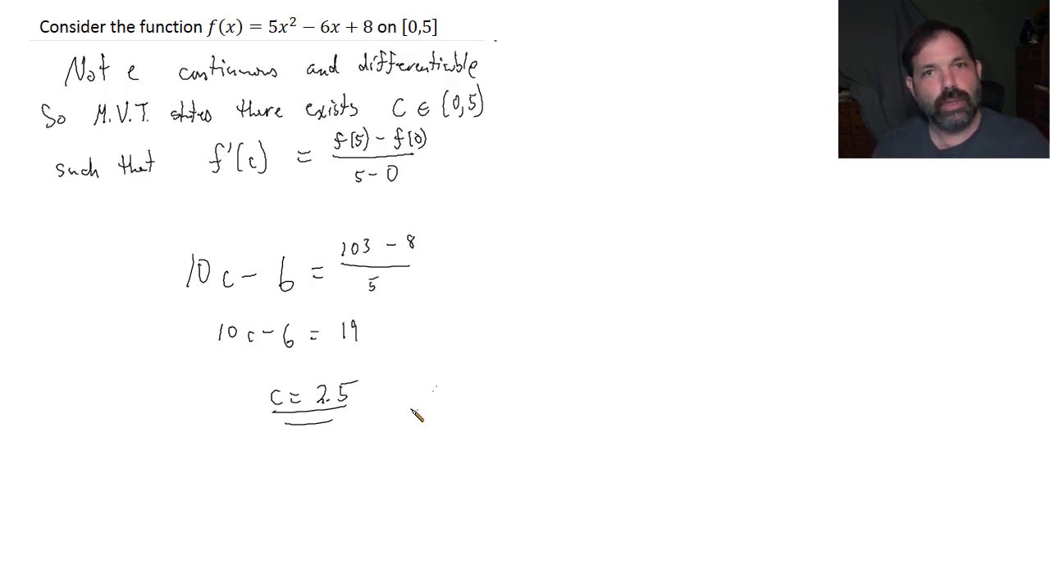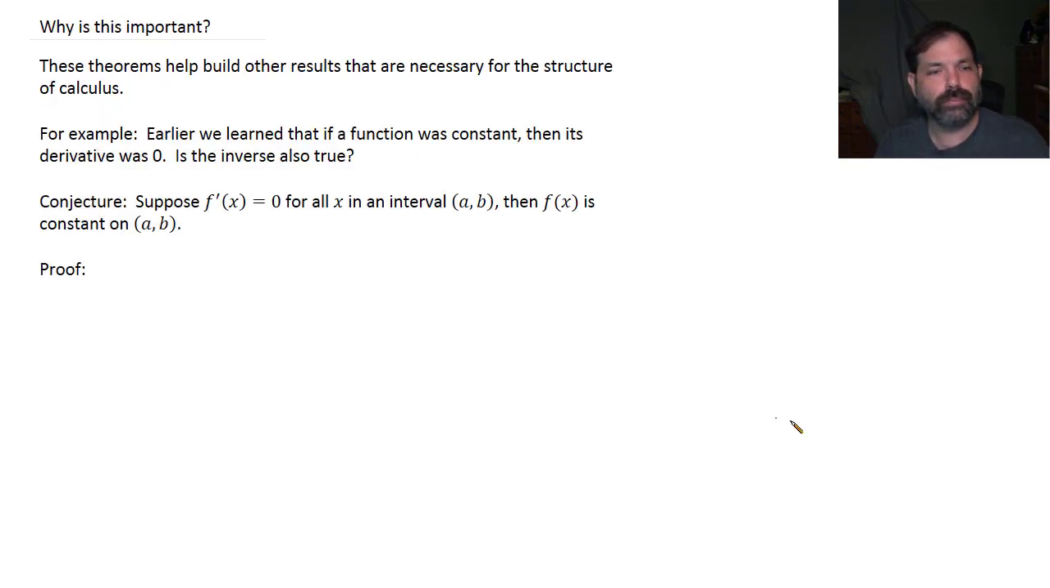Now this is difficult to visualize for this function, but it is in fact valid. Alright, so now, again, I've been mentioning, why is this important? This is mostly theoretical, but let's actually use one of these theorems to make a little proof. These theorems help build other results that are necessary for the structure of calculus that we're going to be using from now on.